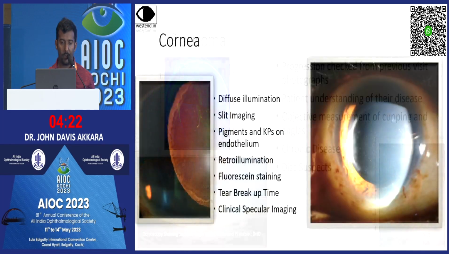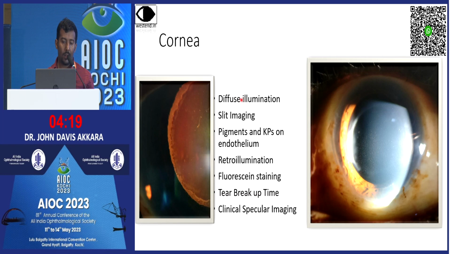That is very important. And in cornea, you can take so many images in diffuse illuminations and slit imaging. You can show the pigments on the back of the endothelium. Retro illumination gives you beautiful pictures. This is actually some pseudo exfoliation, but you can see also pigments on the back of endothelium. You can do fluorescent staining and document that. So suppose you have a patient with some corneal aberration, you take a photograph, give it to the patient themselves. They will definitely come back for a follow up, and they'll come back to you for everything also.